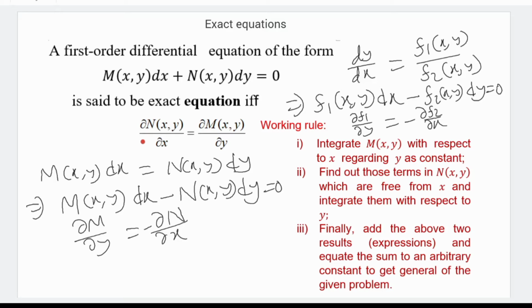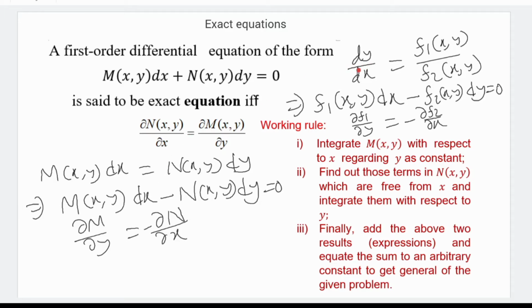So how do we choose M and how do we choose N? When we see dx, the coefficient of dx is M, and we find its partial derivative with respect to y. Similarly, the coefficient of dy is N, and we find its partial derivative with respect to x. If these two results are the same, then we call this equation exact.